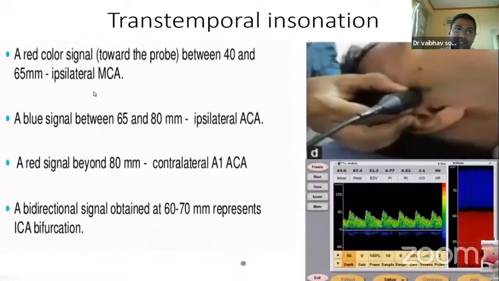With the transtemporal insonation, a red color signal towards the probe between 40 to 65 mm shows the ipsilateral MCA, the blue signal between 65 to 80 mm shows the ipsilateral anterior cerebral artery, and the red signal beyond 80 mm shows the contralateral A1 ACA. The bidirectional signal obtained at 60 to 70 mm represents the ICA bifurcation.